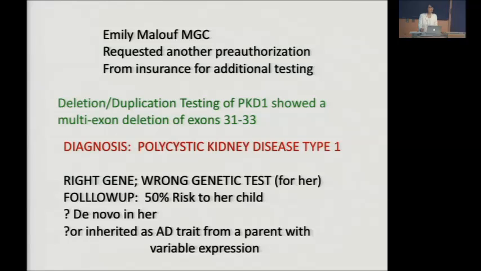And so the follow-up now is that she does have dominant polycystic kidney disease. There's a 50% risk to her child. And again, when we met her, she was 33 weeks pregnant. We don't know at this point if it was a new mutation that started with her or if it was inherited from a parent. So again, the saga continues with this family like many of our other families.